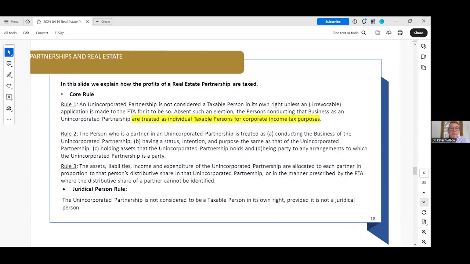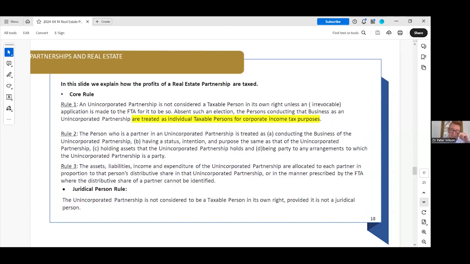Partnerships and real estate. The core rule here, and I apologise, I'm having to speed up a bit because I know everybody's got to get off to where they're going, and I will stop in a few minutes so you can ask me questions. But if the partnership is an unincorporated partnership, then the partnership is treated as if the individual partners are carrying on the real estate business rather than the entity itself, the partnership.